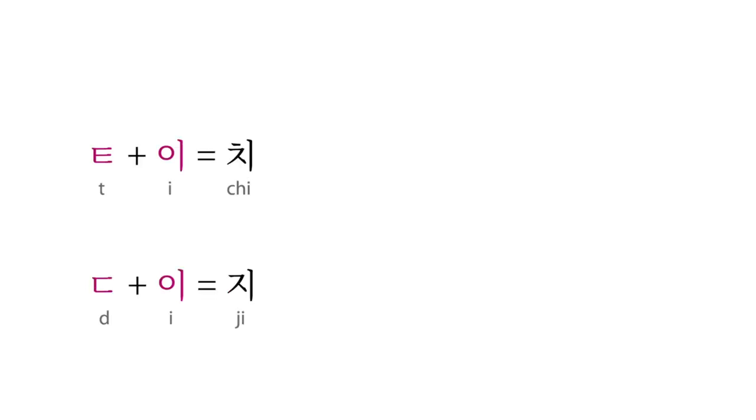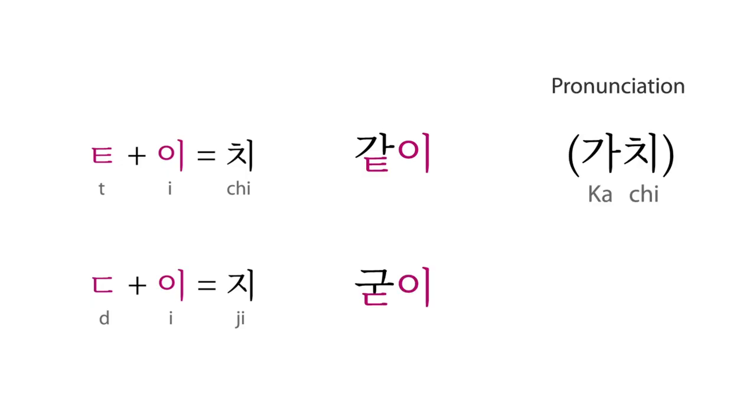There are always some exceptions to the sound shift. Two of the most common exceptions are, for example, so they are pronounced as 같이, instead of 같이 and 굳이.